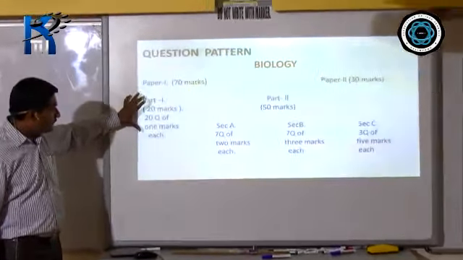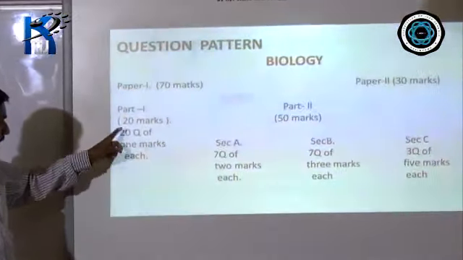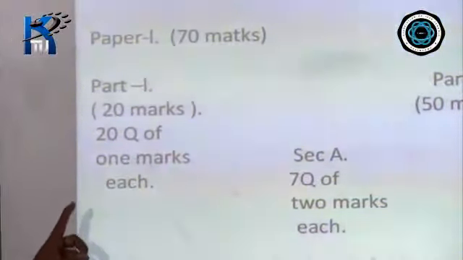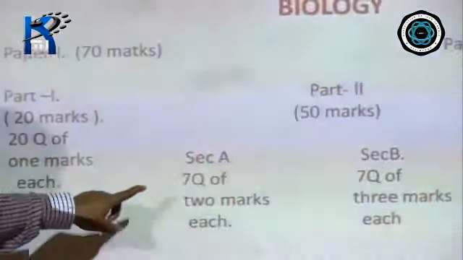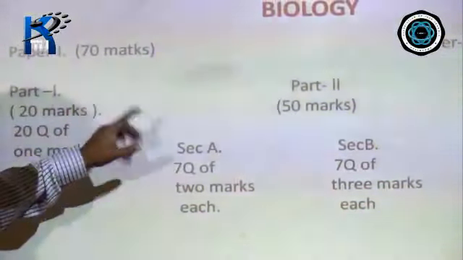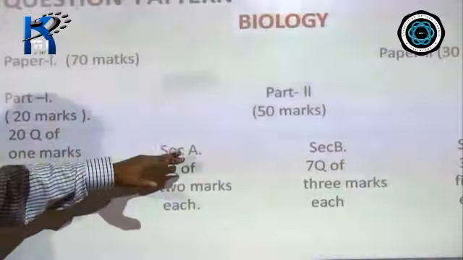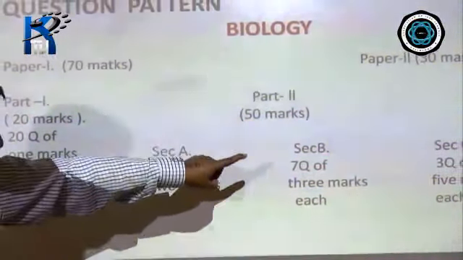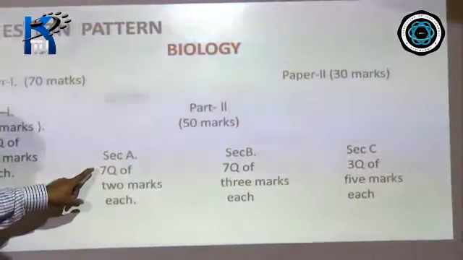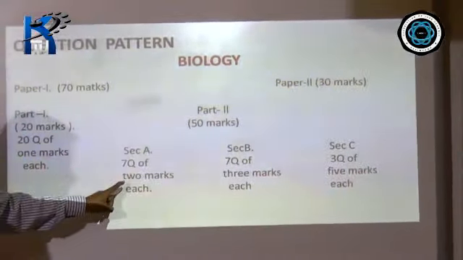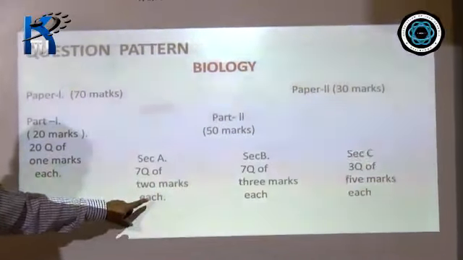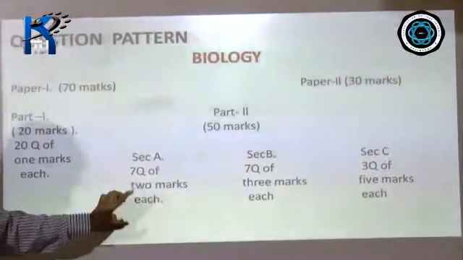Part 1 is of 20 marks. In Part 1 there will be altogether 20 questions of 1 mark each. Part 2 will be of 50 marks, 50 plus this 20, 70 marks. Part 2, 50 marks, is subdivided into Section A, Section B and Section C. In Section A, there will be 7 questions of 2 marks each. That means altogether 14 marks.